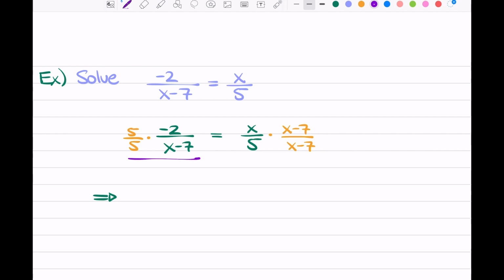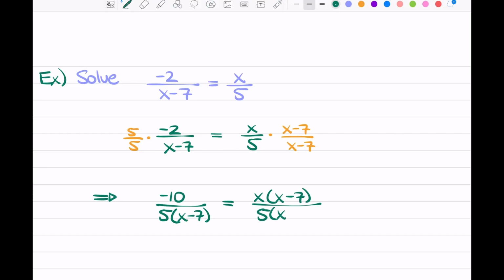On the left side, we have two fractions, so we can just multiply the pieces on top and the pieces on bottom, which gives us 5 times negative 2 is negative 10. Then on bottom, we have 5 times x minus 7. And on the right side, we'll have x times x minus 7 over 5 times x minus 7. Okay, we're a step closer now. We know that these two fractions are equal, so we got common denominators.